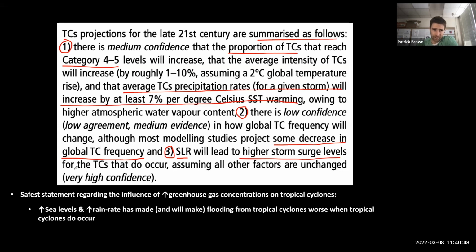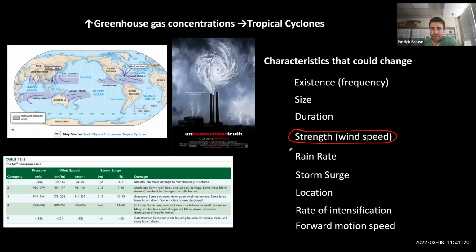So to summarize the summary, the safest statement that we can say about tropical cyclones and climate change is that increased greenhouse gas concentrations will lead to higher sea levels and higher rain rates, which will make flooding more severe when tropical cyclones do occur. So going back to our characteristics, it's basically these two things that we're most sure about increasing under climate change. And then frequency possibly going down.